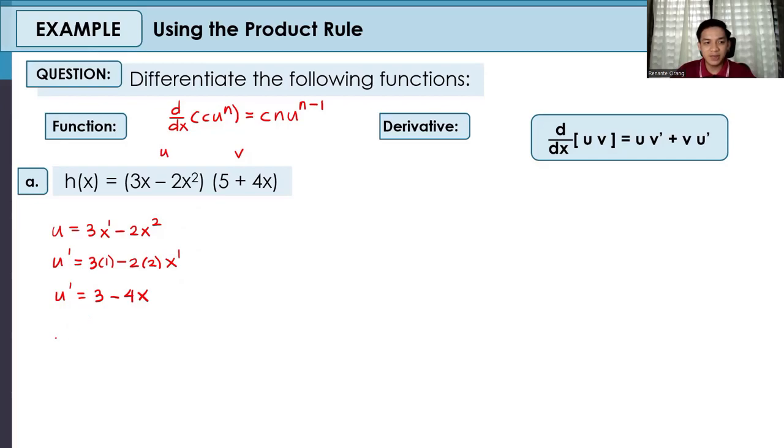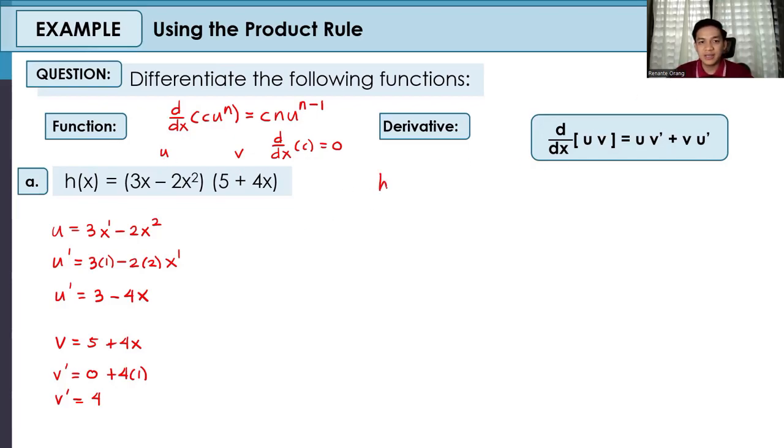Next is our function v. We have v is equivalent to 5 plus 4x. Derive natin to using our constant rule. That is the derivative with respect to x of any constant is equivalent to 0. So, lagay natin dito, v prime is equivalent to 0 plus this one, gagamitan natin ng constant multiple rule. So, magiging 4. Then, x is magiging 1 na lang siya. So, our v prime is equivalent to 4.